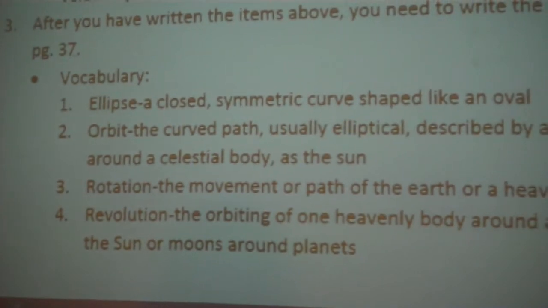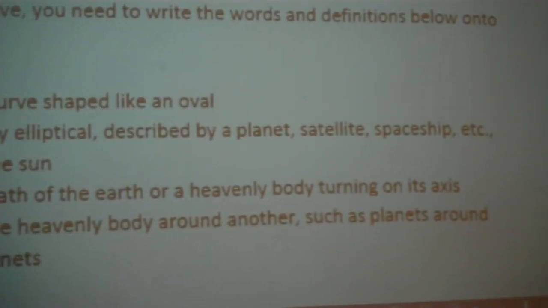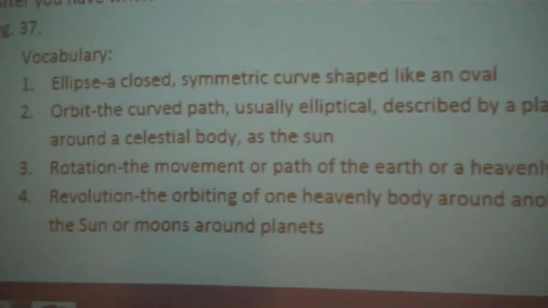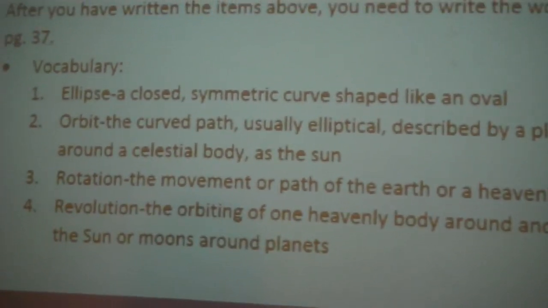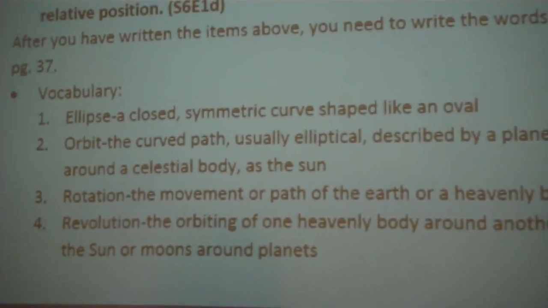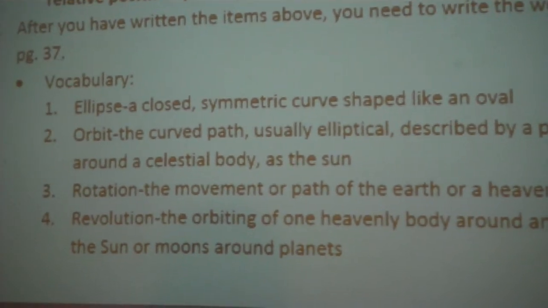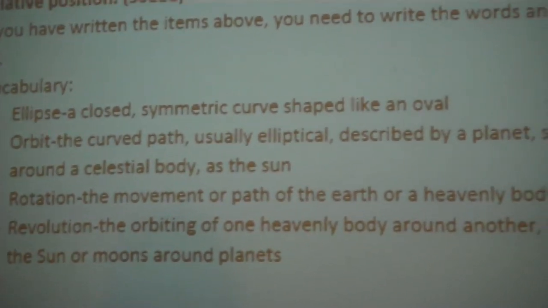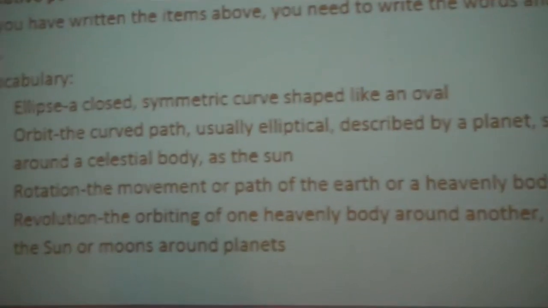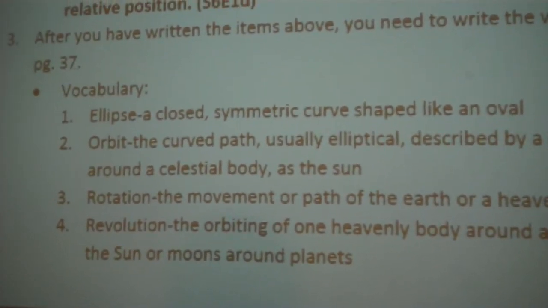Number 4 is revolution. This is the orbiting of one heavenly body around another, such as planets around the sun or moons around planets. From the Cornell Notes video, remember orbit and revolution are synonyms because they both mean the same thing. So revolution means one heavenly body going around another, and the examples are the planets going around the sun and the moons going around the planets.